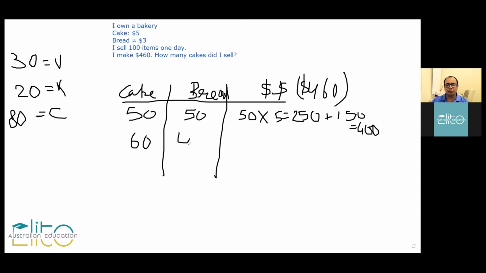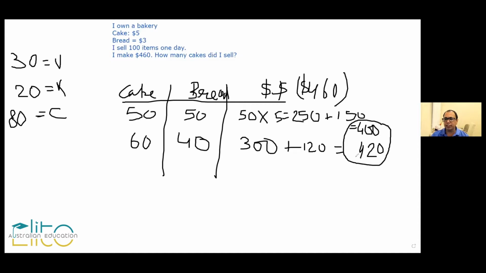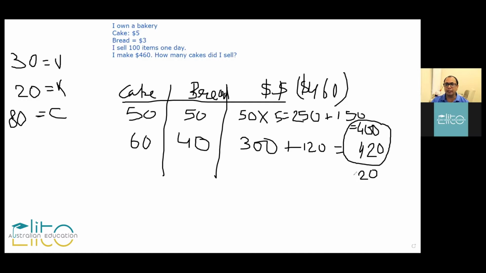I make it 60 and 40. This gives me 60 times 5, which is 300. 40 times 3, which is 120. I went to 420. Now this is where the intelligence is. The difference between these two numbers is 20. I increased the number of cakes by 10. The amount of money increased by 20.